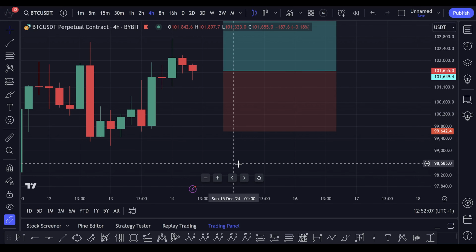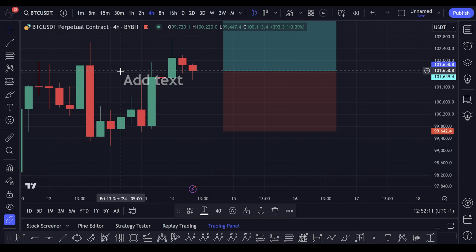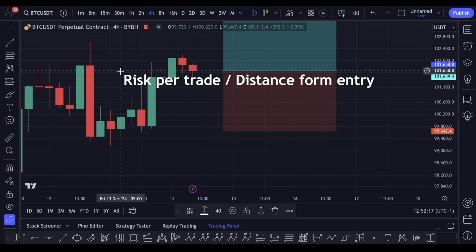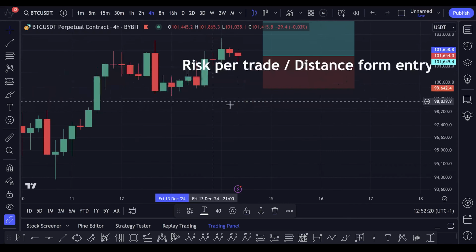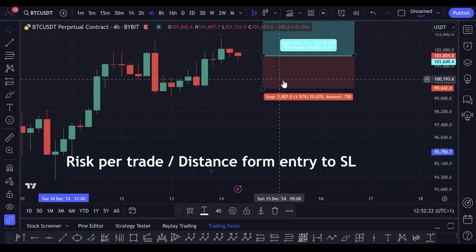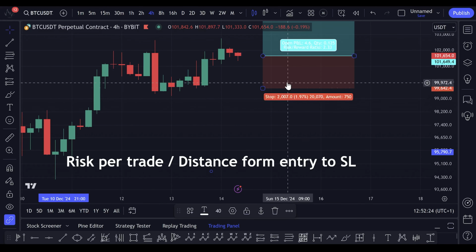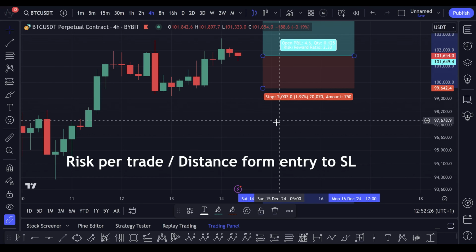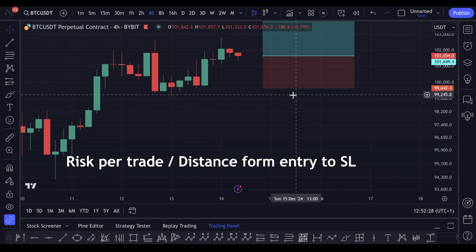The formula, it's risk per trade. Let me write it actually. It's risk per trade divided by distance from entry to stop loss. So divided by the distance from here to here, which is 2000 as you can see right here, right? So in the end, we should use 100, which is the risk per trade, divided by 2000 equals 0.05 lots.